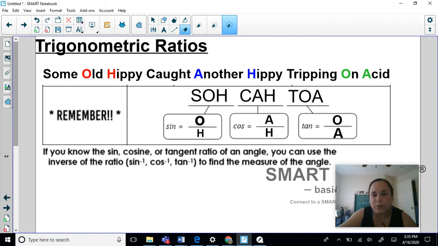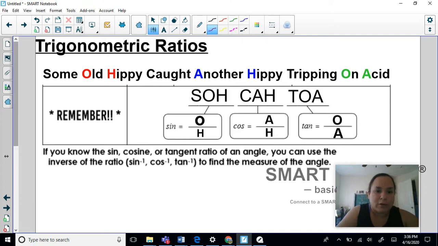The other two videos were focused on finding the side lengths of a right triangle. But this video specifically is going to be focused on finding the angles that are missing within the right triangle. And we're still going to continue to use the trig ratios sine, cosine, and tangent. But in this case, we're going to be using the inverse trig ratios.